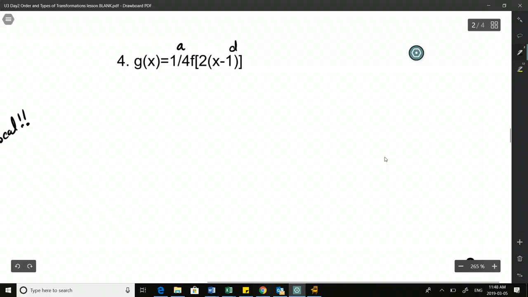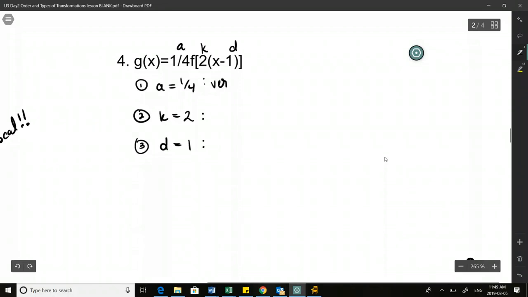Isabella? Is it K equals, yeah. Like, if it's a K minus 1, that's D, because it's a negative and it's in the bracket, so K would only be a multiple. Right, so that's why this is K. Okay, and then D is the one that we do opposite, so D is actually positive 1 here. So this one is actually a vertical compression. It's between 0 and 1 for A by a factor of 1/4.